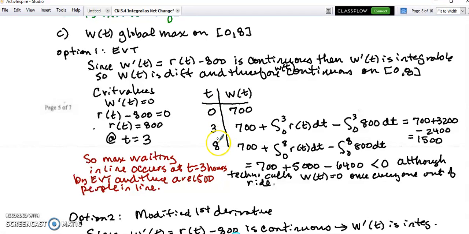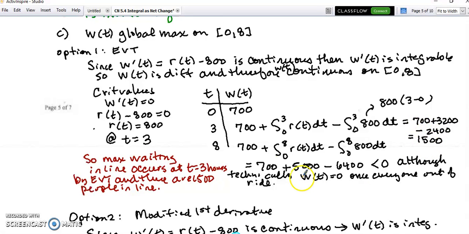Those are endpoints. We had 700 to start with. Remember that the number waiting in line is how many arrived minus how many left. So I have to do the rate in and the rate out net changes. That changes on my 700, the 3,200 from above, and then I calculated 2,400, because when you do this definite integral, remember it's 800 times 3 minus 0, or 3 times 800.